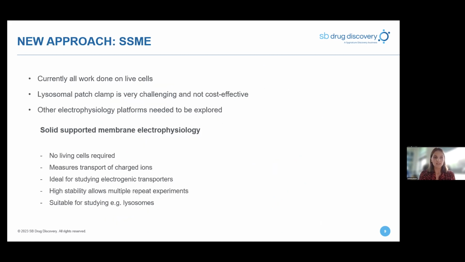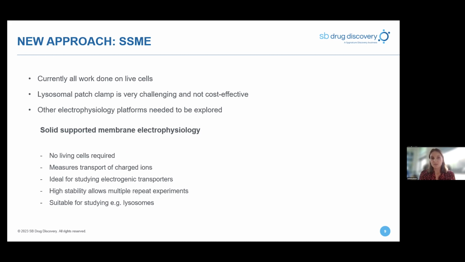But of course, all this work was done on live cells. And while lysosomal patch clamp is possible and we will be working towards it as well, it's quite challenging at the moment and not really cost effective. So other electrophysiology platforms needed to be explored. And that's where solid supported membrane electrophysiology, SSME, comes into play.